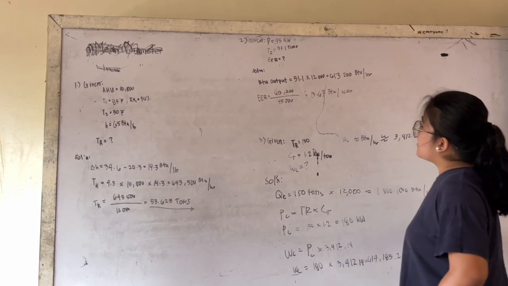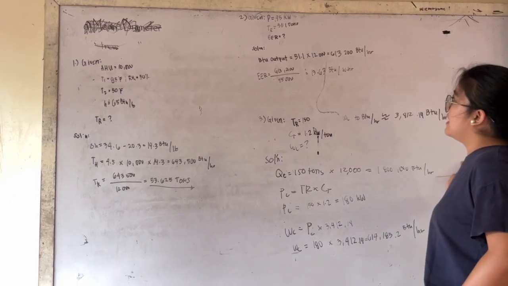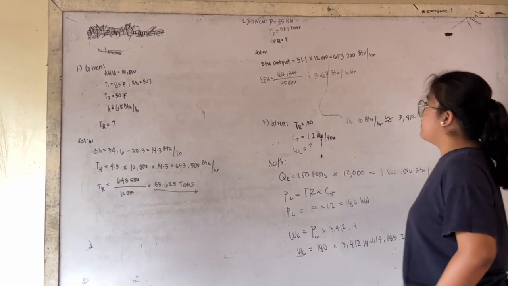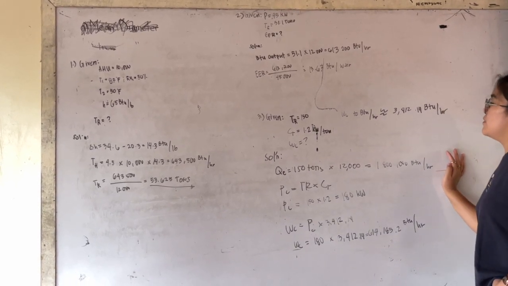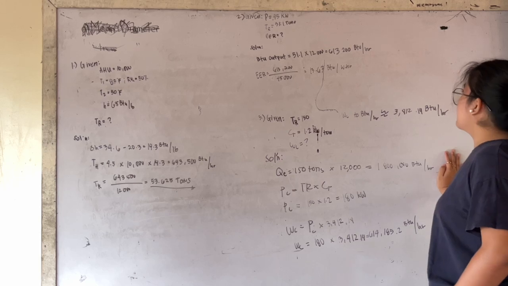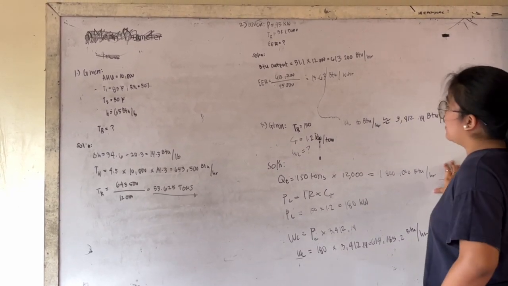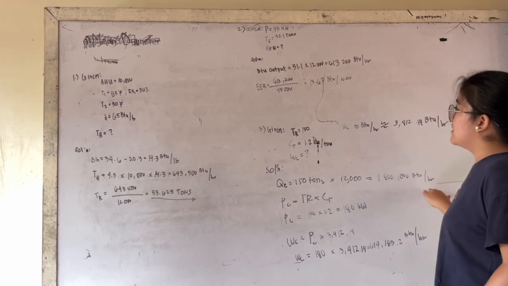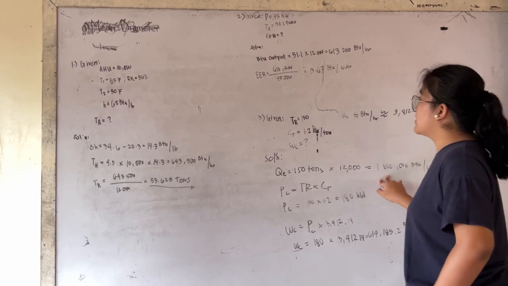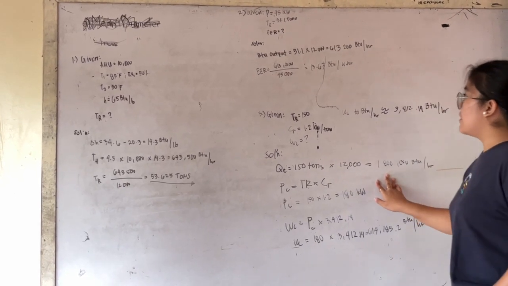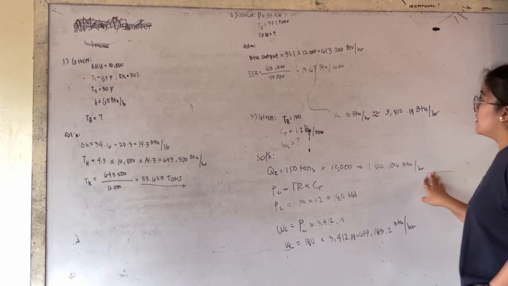And TR is 51.1 tons, and we're going to solve for ER. So we have a BTU output, which is 51.1 times 12,000, which is equal to 630,200 BTU per hour, and ER is equal to 630,200 over 45,000, which is equal to 13.63 BTU per 1 hour.